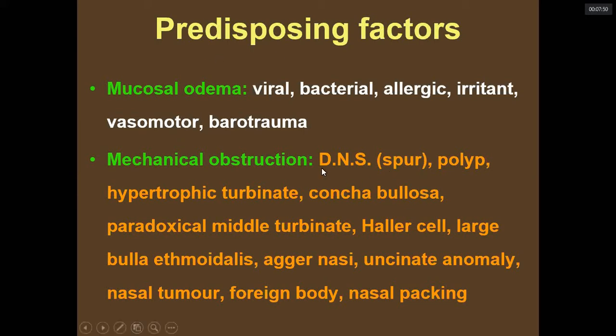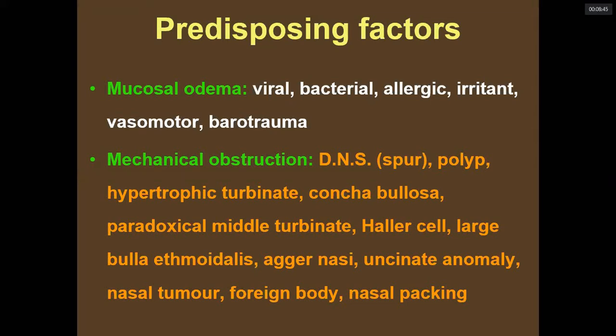Let me give you some idea about all these terminologies. We have studied most of them earlier, so this is going to be revision for you, right? Suppose the patient has DNS on the right side, so there is no proper ventilation. The physiology is compromised, and because of that there will be stasis, and the stasis will lead to inflammation. Similarly, if there is a polyp, then because of the polyp there won't be proper ventilation. Again, there will be stasis of the secretions and then inflammation. The same thing happens in hypertrophic turbinate. Concha bullosa is the pneumatized middle turbinate. When it is pneumatized, it becomes large and it alters the respiratory pathway.